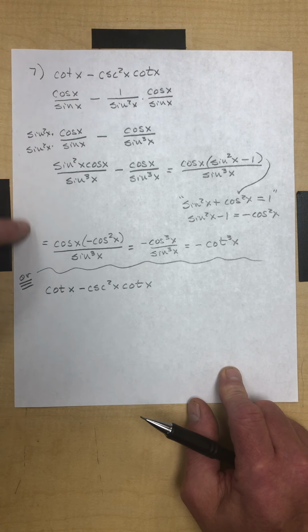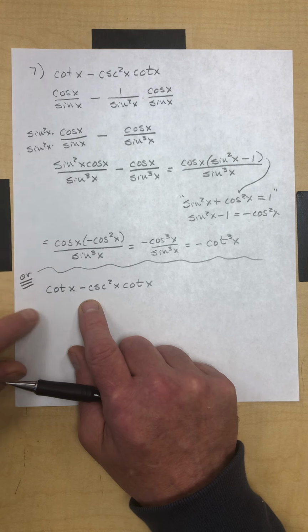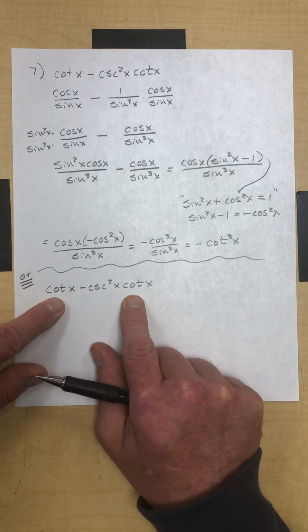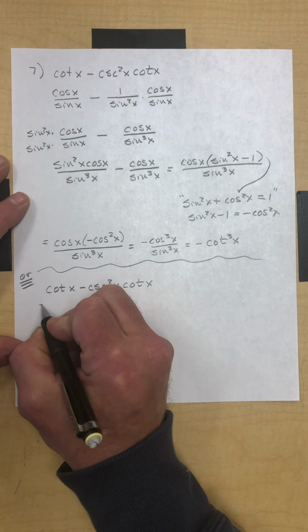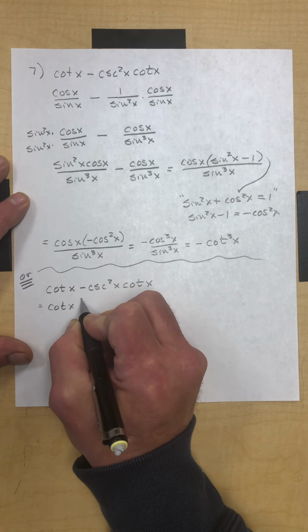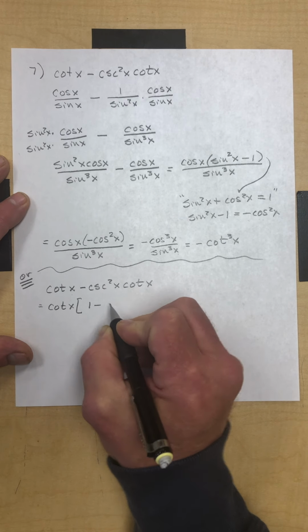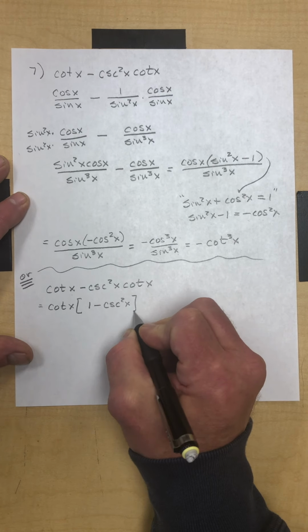Now there's nothing wrong with doing it this way, but there's an easier way to do it. If we go back to that original problem and take a look at it, the first thing I notice is that I have a common factor of cotangent. So I'm thinking, let's factor that out first, cotangent of x, and then I'd be left with 1 minus cosecant squared of x, like this.